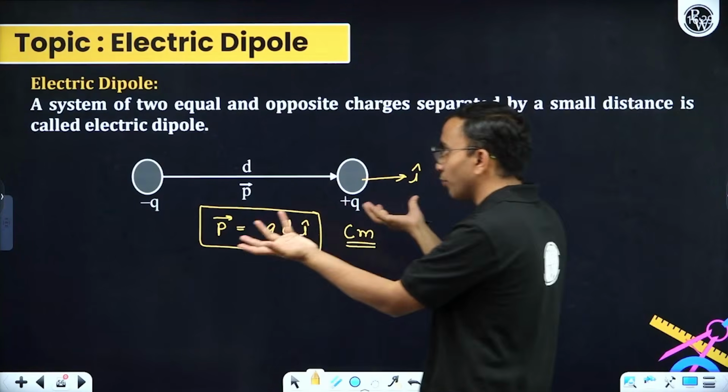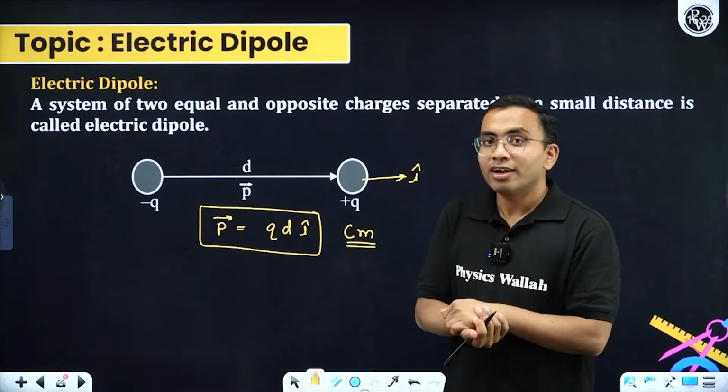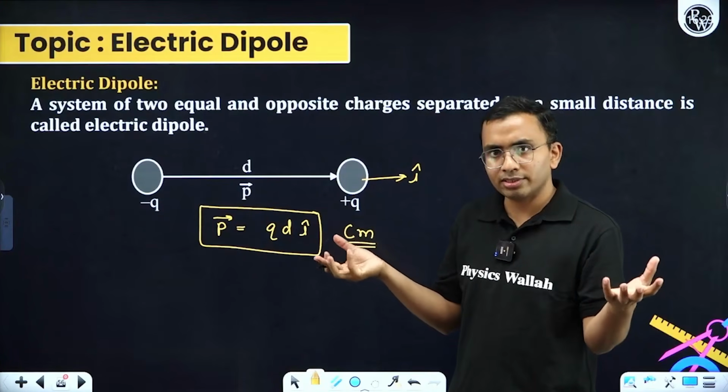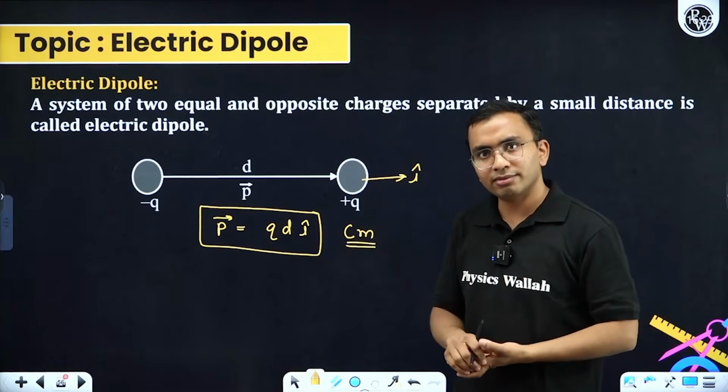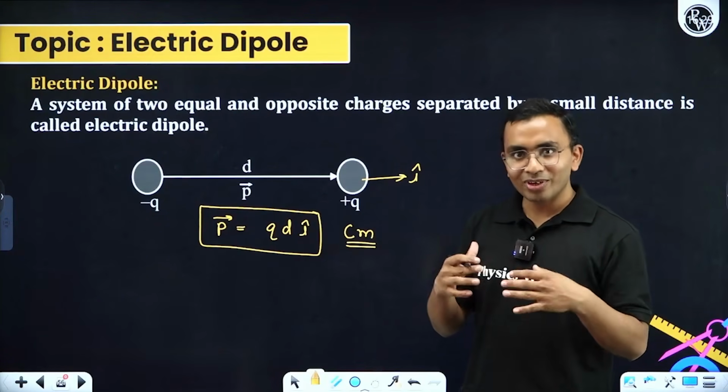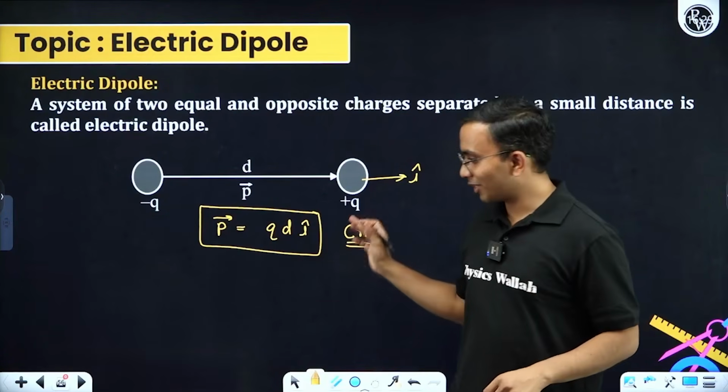Now it's a combination of 2 points. Whenever you have to analyze it, you consider it like 2 point charges placed at some distance, and then you can analyze that condition. That is simple. But if you know some formulas beforehand, it will save your time.